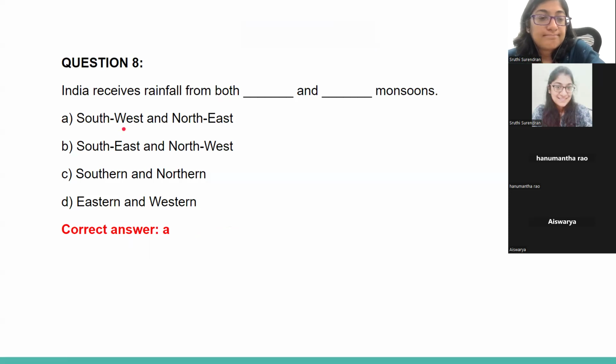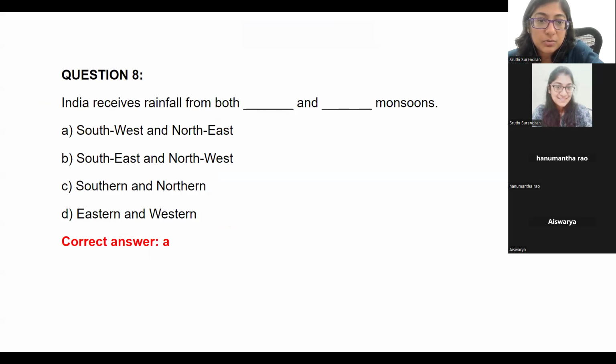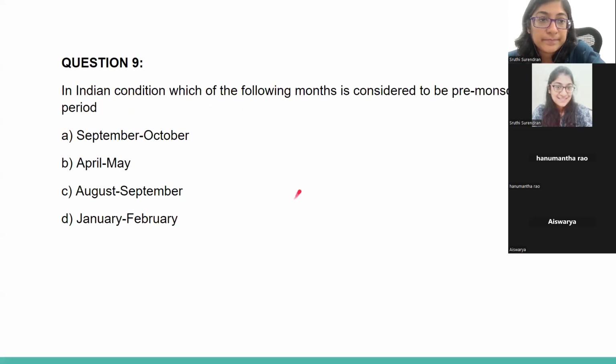Southwest monsoons are the monsoons that give, I think typically 75% of the country, strong monsoons. The remaining 25 to 30 percent experiences monsoons because of the northeast winds. So the correct answer is option A, southwest monsoon and northeast monsoon.